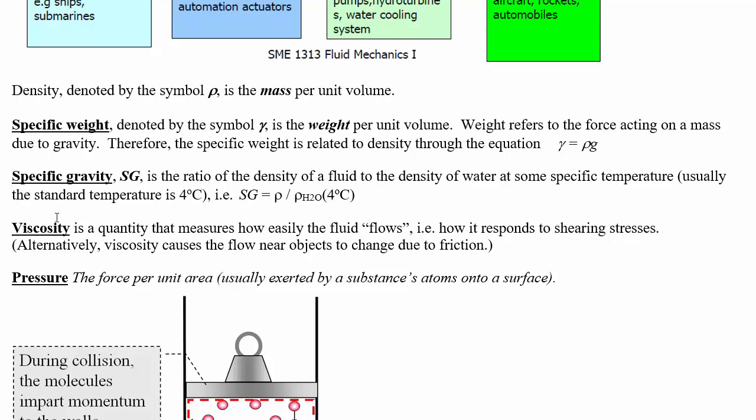Viscosity is a measure of how much the fluid is pulling other fluid that it slides past. So it's a quantity that measures how easily the fluid flows, that is, how it responds to shearing stresses. If it responds a lot to a shearing stress, it is inviscid. If it doesn't respond very much, then it is very viscous.